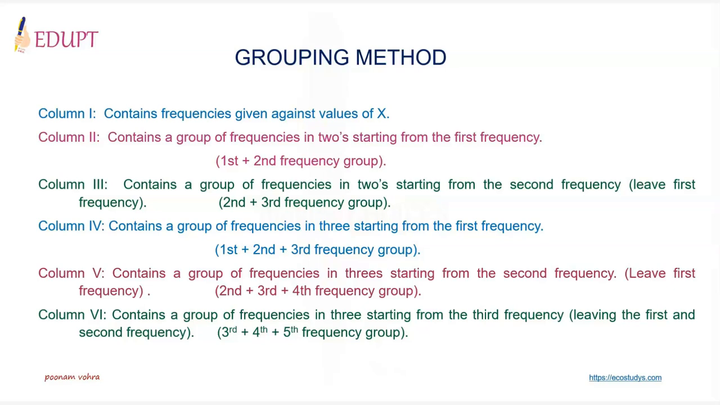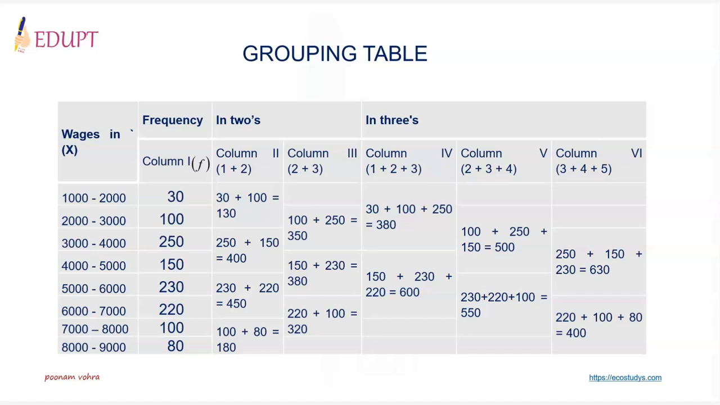You will understand it more clearly with the help of a numerical. We shall begin with the grouping table. For grouping table, wages and class intervals are given. Number of workers as frequencies are given. The second column is to group the frequencies into twos, where the first group would be 30 plus 100, which is 130. Second group would be 250 plus 150, that is 400. Third group would be 230 plus 220, that is 450. And the last group is 100 plus 80, which is 180.